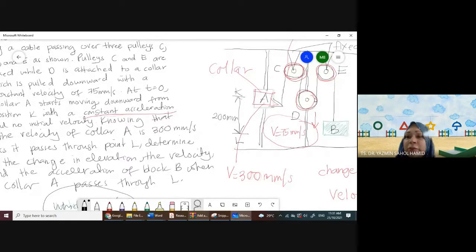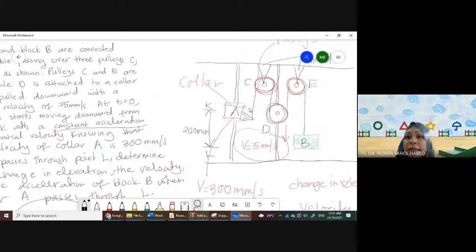Understand? Can you imagine this diagram? Let's say pulley D goes down, the string attached to pulley D will be longer, right? And what do you think will happen to block B? It will be shorter. When something is pulling down, the other side will be shorter as an assumption. You understand? So this pulley D can go up and down, so it has motion. Okay.